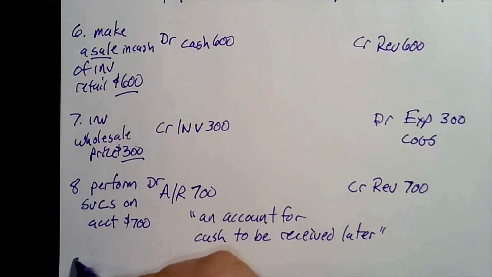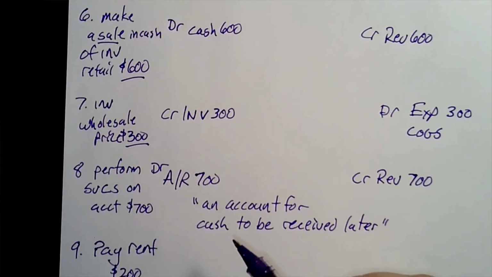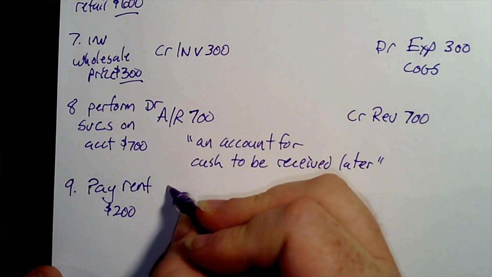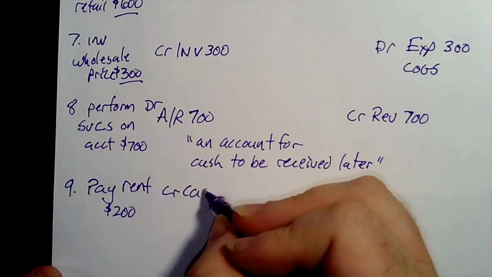Let's look at two more. Let's look at the next one. We pay rent. And rent is going to be $200. So this is going to be paying rent in cash. So paying rent in cash is a credit. It's a decrease of an asset, a credit to cash of $200.